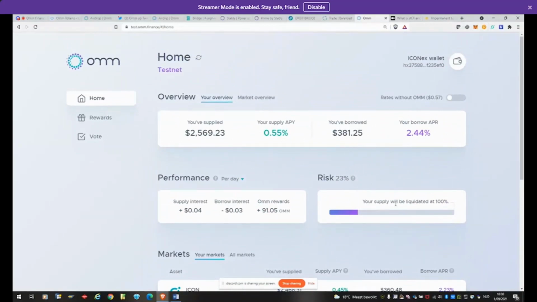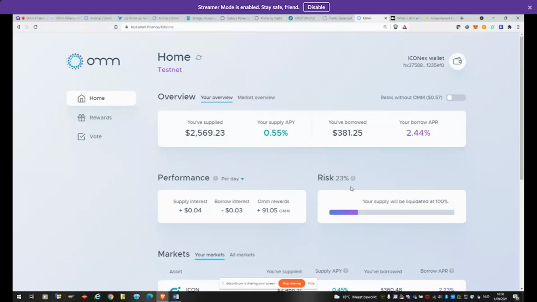Your risk rate, as you can see, is when you are liquidated, and liquidation can happen when you're... And the question that people were asking was, can liquidation happen when you're lending and borrowing stablecoins or the same asset?